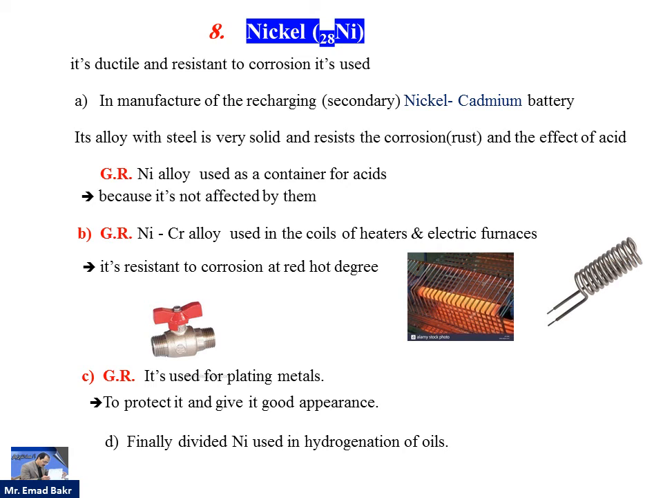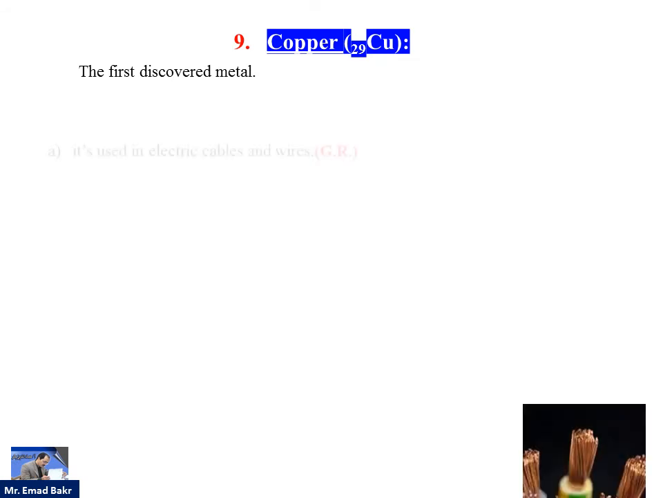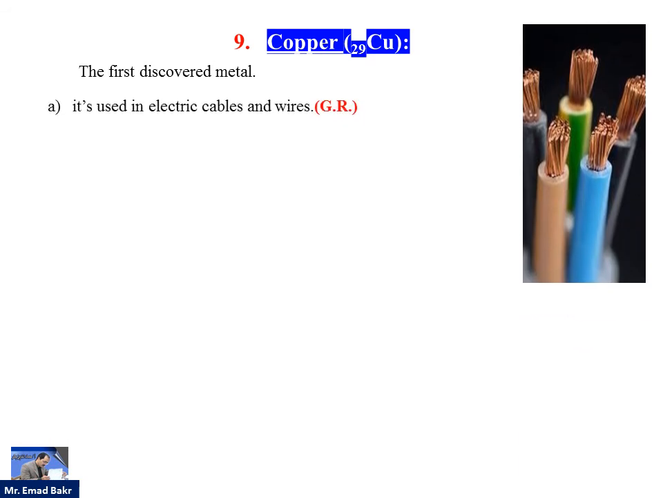Hydrogenation of oils means hydrogen is added to oil to convert it into margarine. Next, copper 29, the first discovered metal on the surface of the earth. It's used in electric cables and wires, as you see. Give reason: of course, because it is a good conductor of electricity.